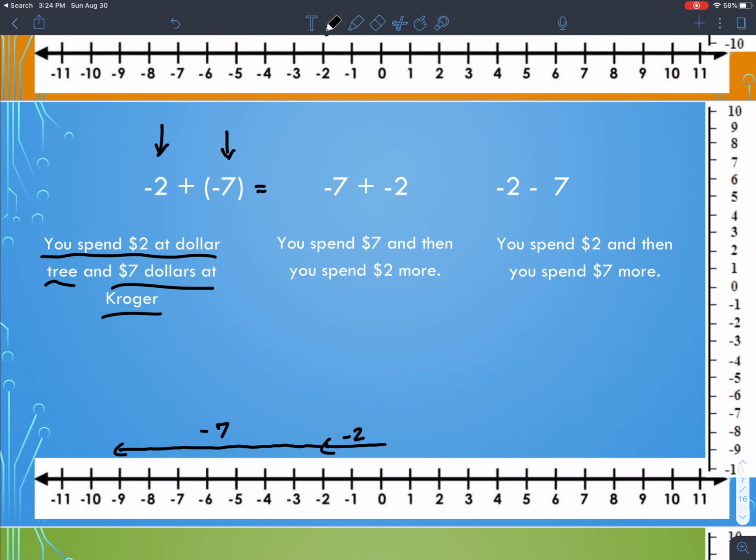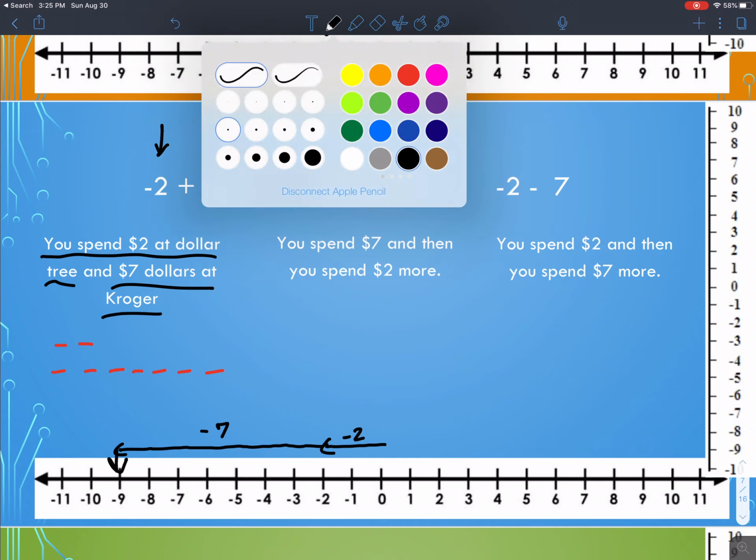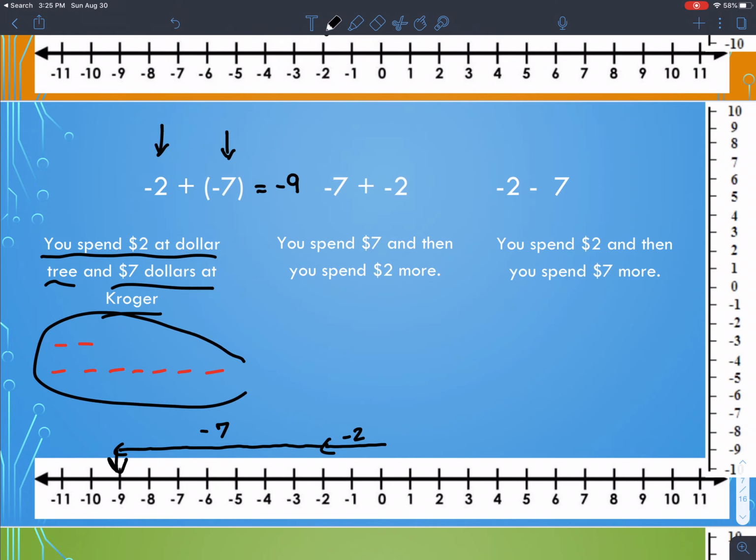So we have down 2, down 7, and that will land us at a -9. It's having a debt of $2 and a debt of $7. That is a debt of 9 altogether. You can represent that as well by having 2 negatives, 1, 2, 3, 4, 5, 6, 7 negatives. And what you end up with on the board is nothing to cancel out. You don't have any positives to cancel out those negatives. So in total, you have 1, 2, 3, 4, 5, 6, 7, 8, 9 negatives.